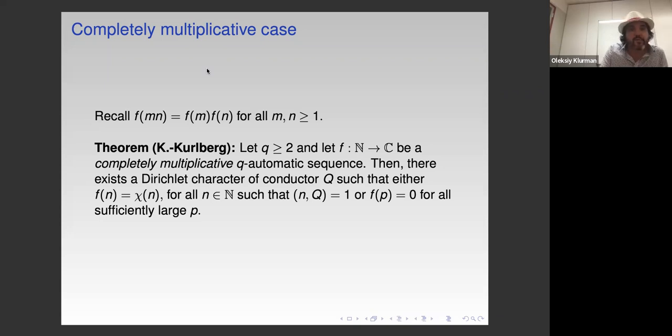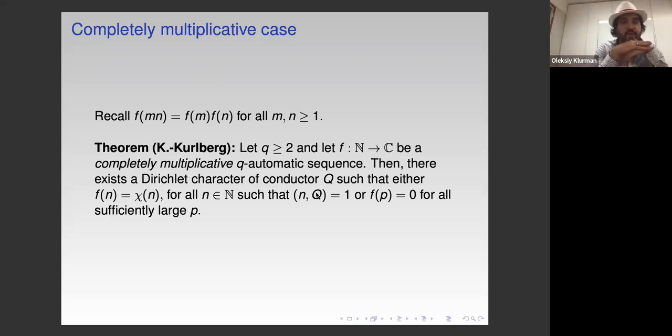So the theorem that I want to describe to you is an old, by now, theorem of myself and Kuhlberg, and it says that if you have a completely multiplicative function f, which is also Q-automatic, then there exists Q such that if n is coprime to Q, f is a Dirichlet character. So essentially it means that f is a Dirichlet character for every sufficiently large prime.